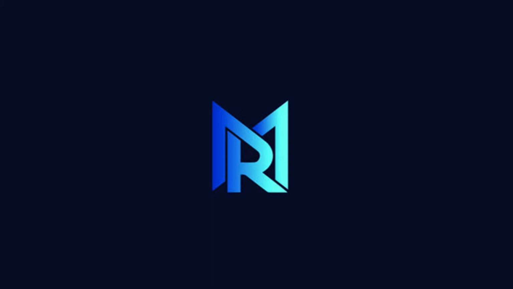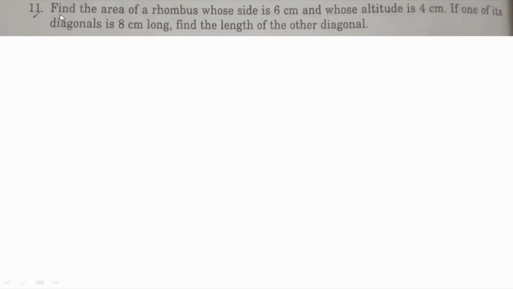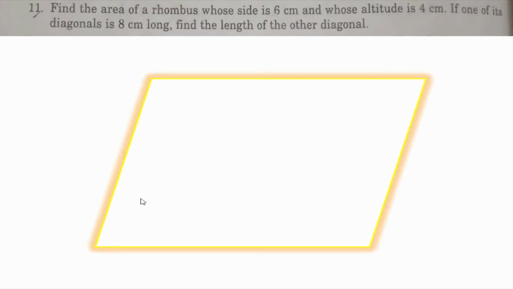So let us see what the question says. The question says, find the area of a rhombus whose side is 6 centimeter. First of all, let us understand the meaning of this small sentence. This means there is a rhombus. Here you can see this is the shape of the rhombus. And in a rhombus all the sides are equal, which means the length of each and every side of this rhombus is 6 centimeter.